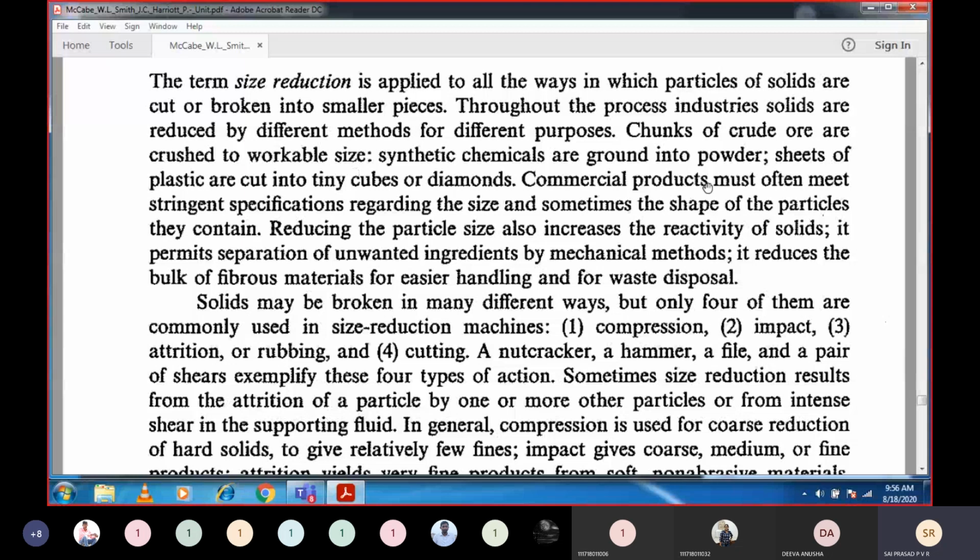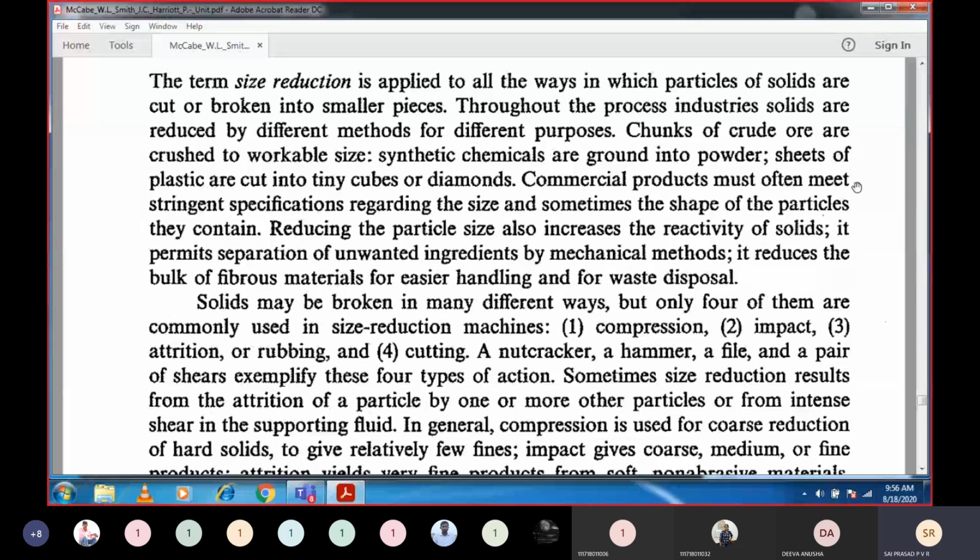Synthetic chemicals are ground into powders in the grinding process. Sheets of plastics are cut into thin cubes and diamonds, because here you have seen cutting. So sheets we can cut. Similarly, leather products we can cut.